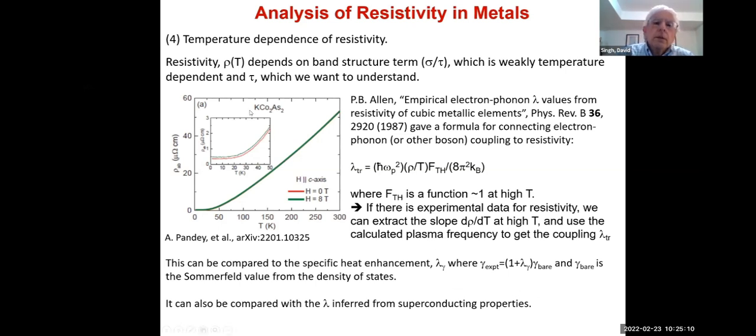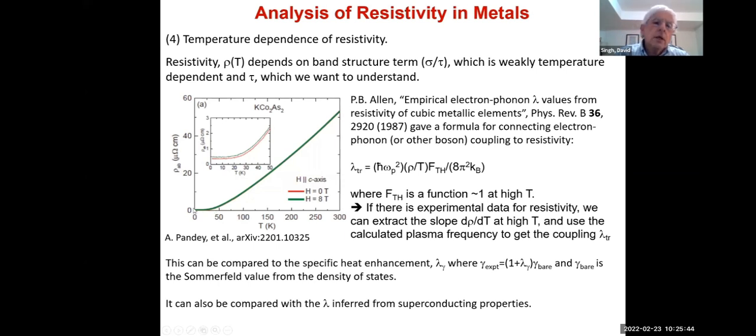This is a certain material, potassium cobalt 2 arsenic 2, but it's a certain metal. And what's being plotted here is the resistivity in microohm centimeters versus temperature. And you very often find things like that in experimental papers. So what can you get from that? So what it shows is that at low temperature in this particular material, it's quite small. It's a very good conductor at low temperature because they made very clean crystals of it.